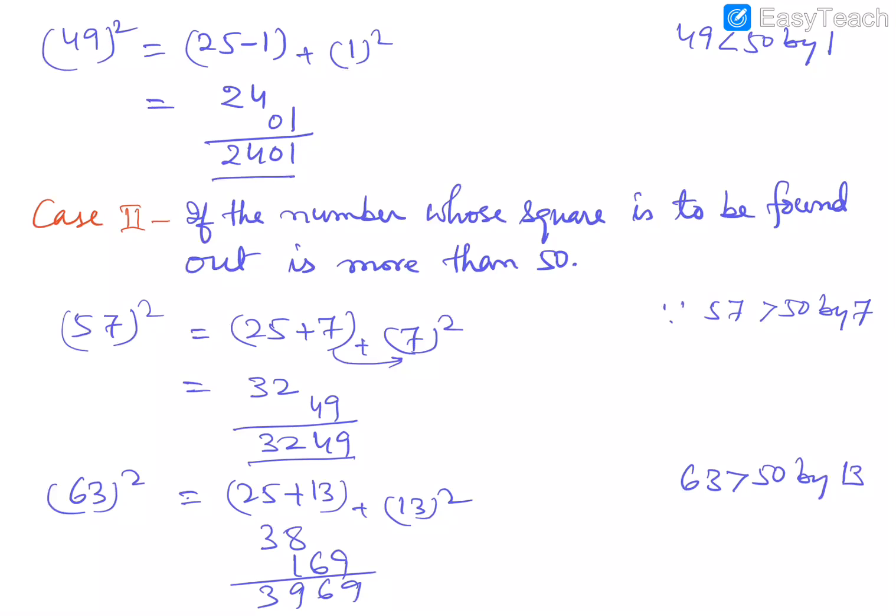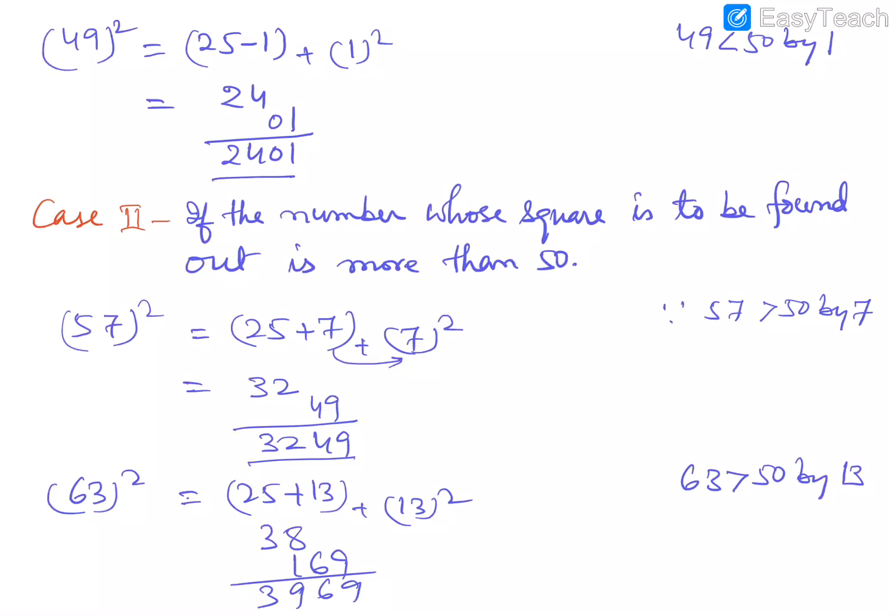The square of 49 is to be found out. Since 49 is less than 50 by 1, we will subtract 1 from 25 and write 1 square. So this gives 24 and the square of 1 will be written as 01, and their sum becomes 2401.